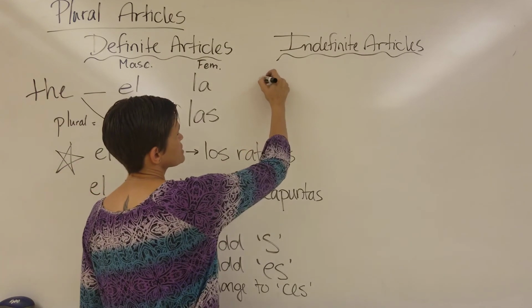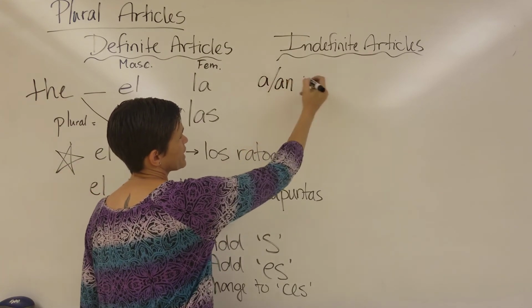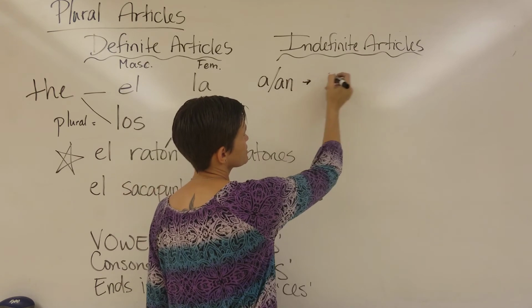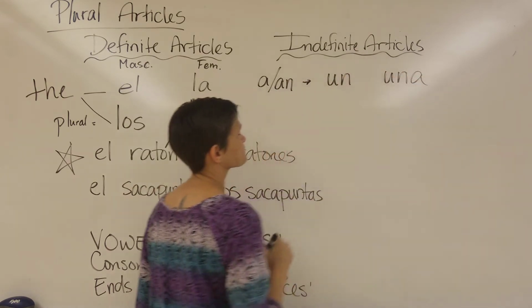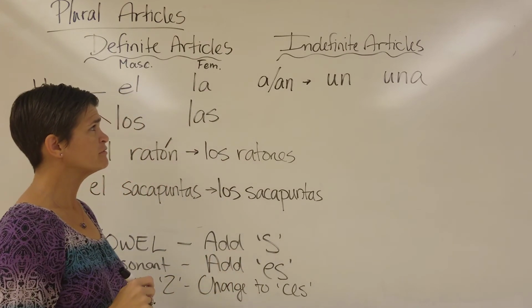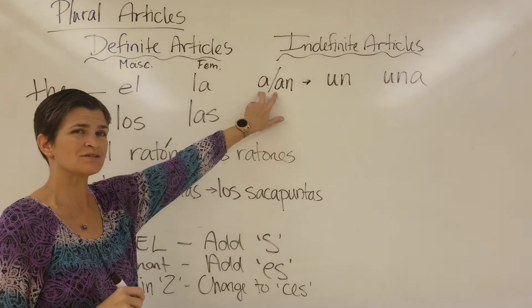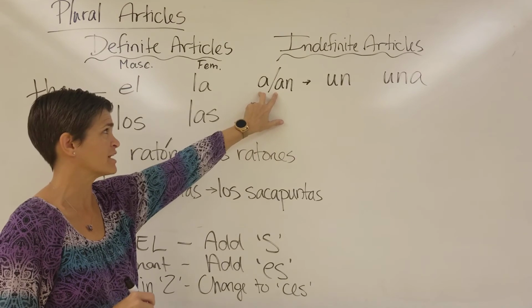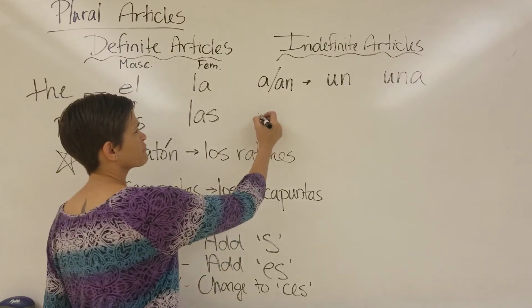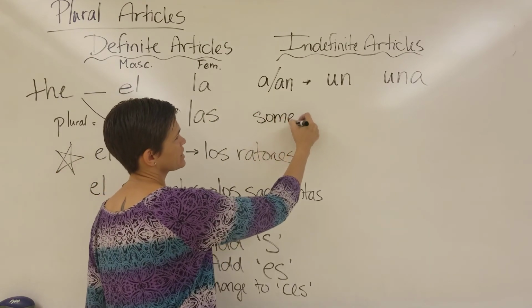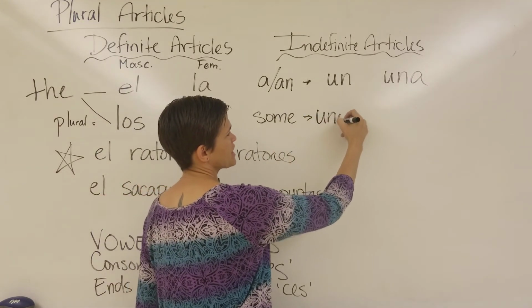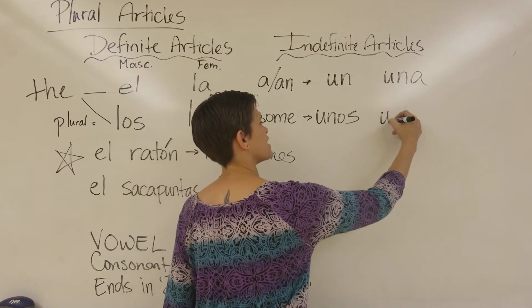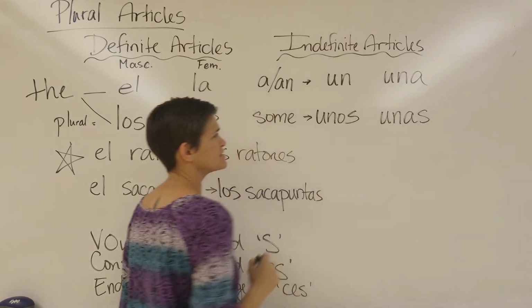Indefinite articles in English are a or an. And of course, there's a masculine and feminine form in Spanish, un and una. The plural form of this in English is the word some. I have a friend or I have some friends. So the plural indefinite in English is some. The plural indefinite in Spanish is either unos for masculine or unas for feminine.